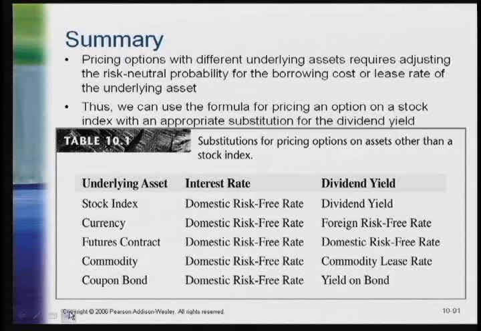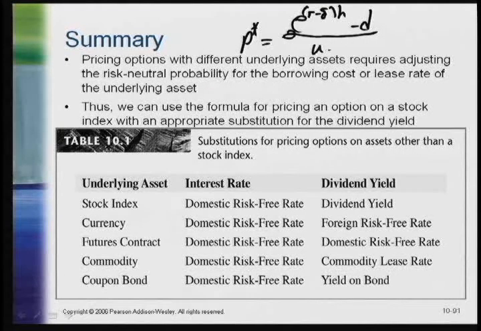So here's a summary. And this summary is a good way of thinking about the P star formulas, namely that the general formula for P star is (e to the (r minus delta) h minus d) over (u minus d), where delta is the dividend rate on a stock. So this is the risk-neutral probability on a stock with continuous dividends paying delta.